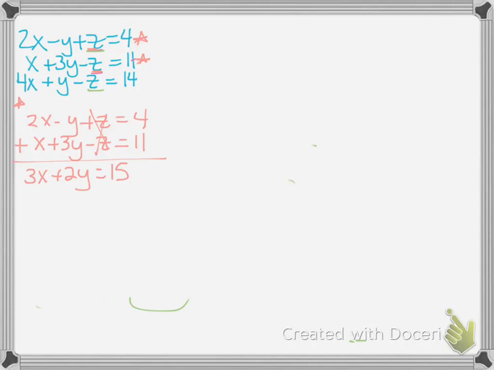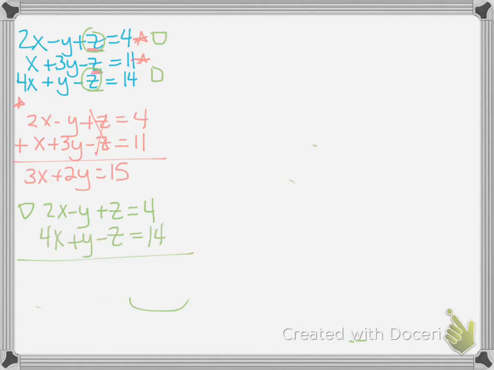Now I need to find two different equations that will cancel the same variable. Okay, so if I pick this one and this one, my z's will cancel easily again. So here's my square. So I have 2x minus y plus z is equal to 4, and 4x plus y minus z is equal to 14. So as I add going down, I got 6x. Our y's cancel, our z's cancel. We lucked out. That normally doesn't happen. 14 plus 4 is 18. To solve, we divide by 6. So I have x is equal to 3.